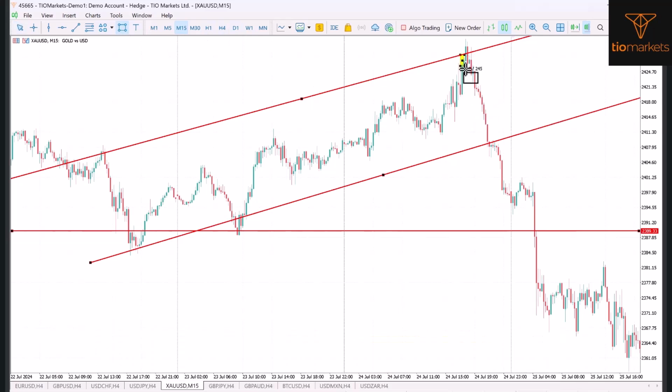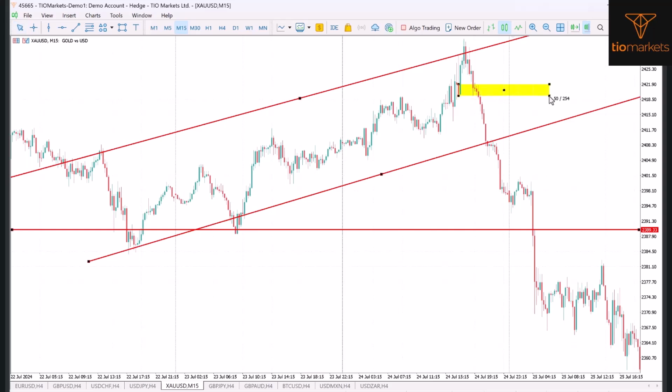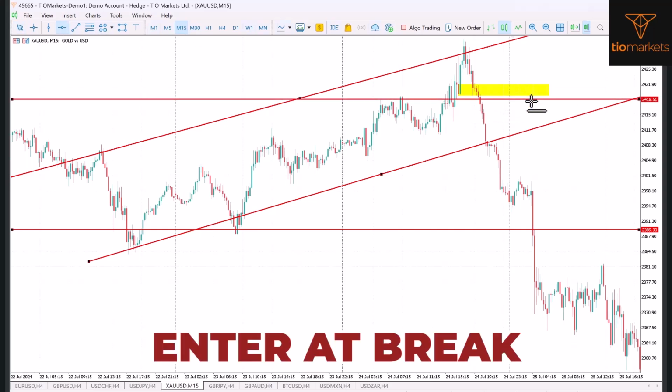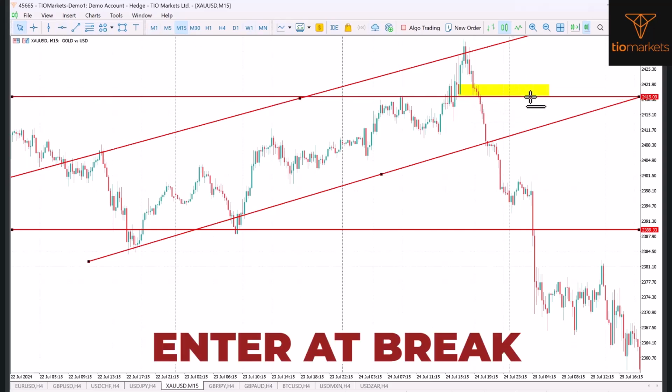You see this last red candle in this area, but you are going to use only the body of this candle, right? So after identifying this breaker, when price breaks that breaker, that's when you are going to enter your trade. After this break, you are going to enter your trade there.